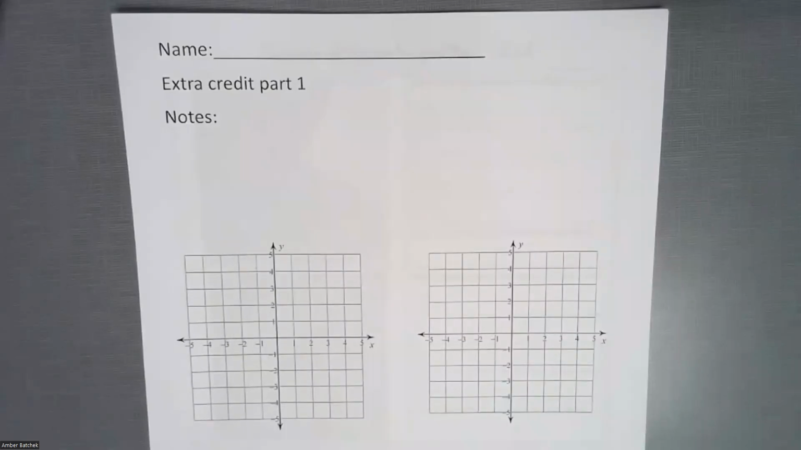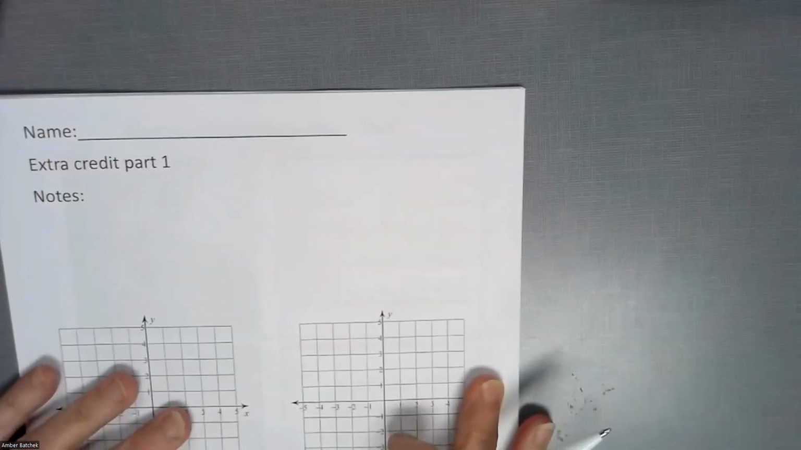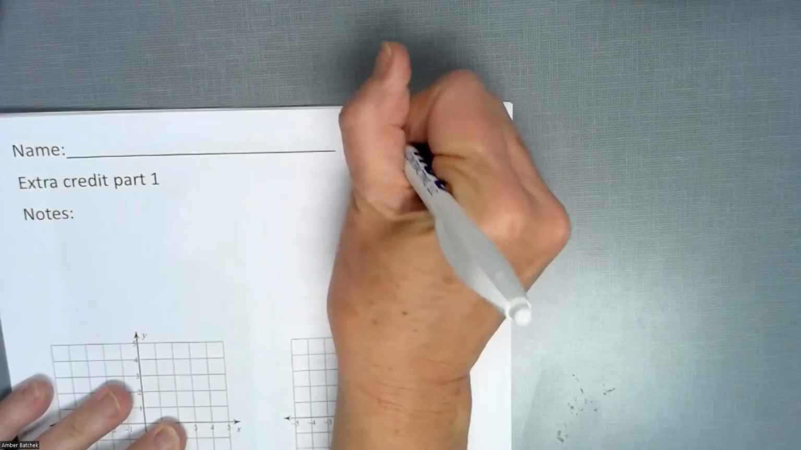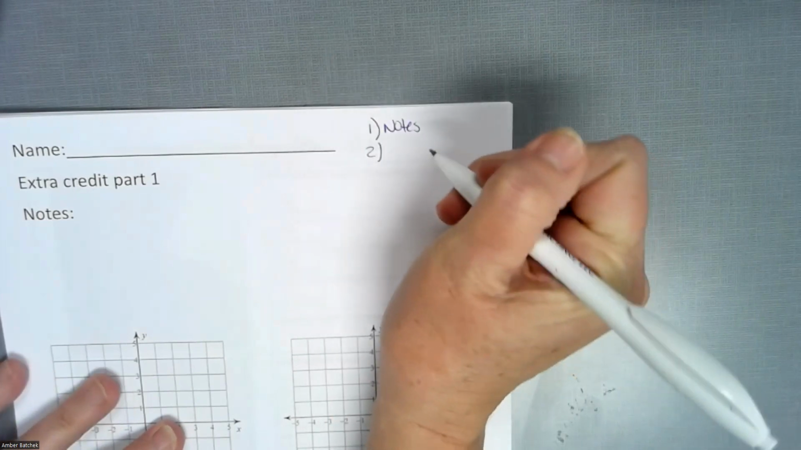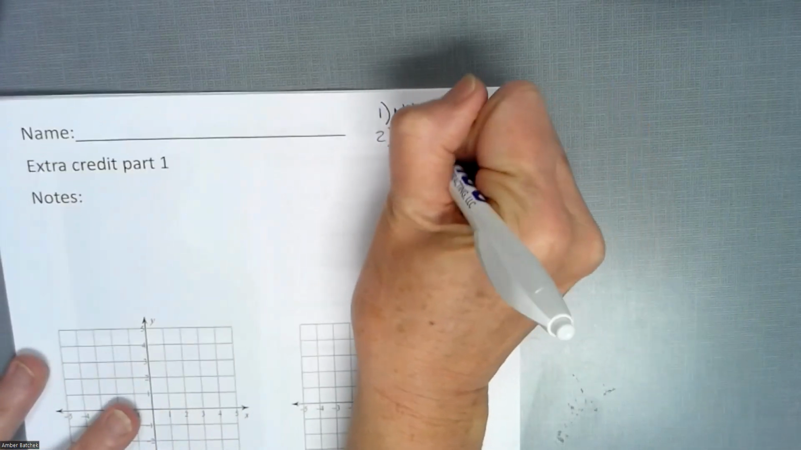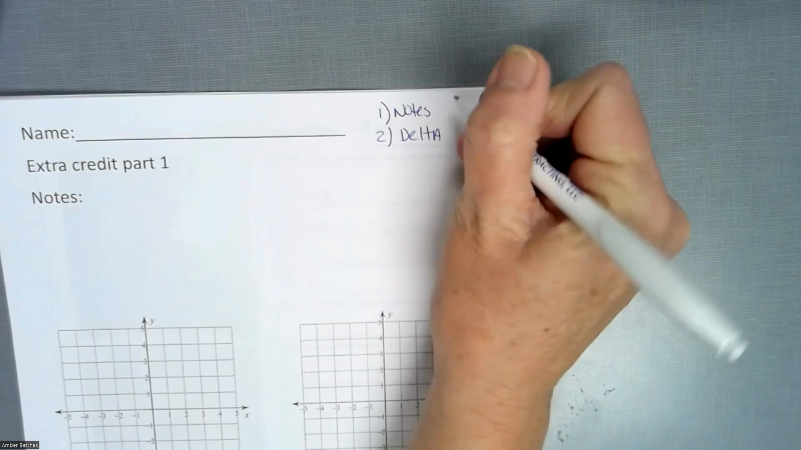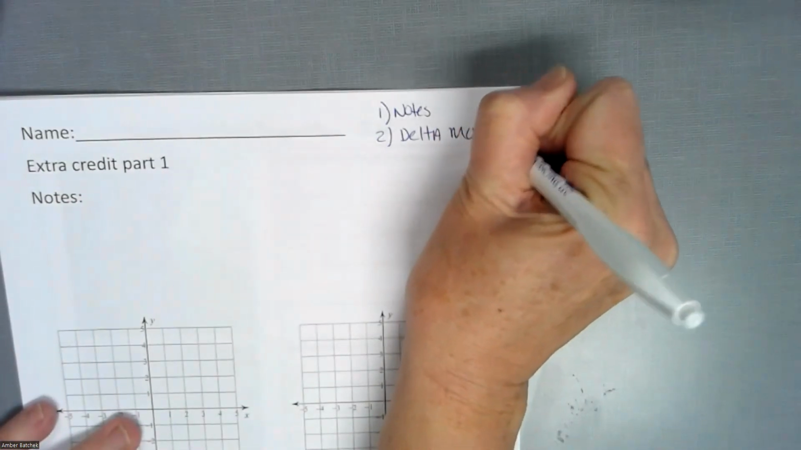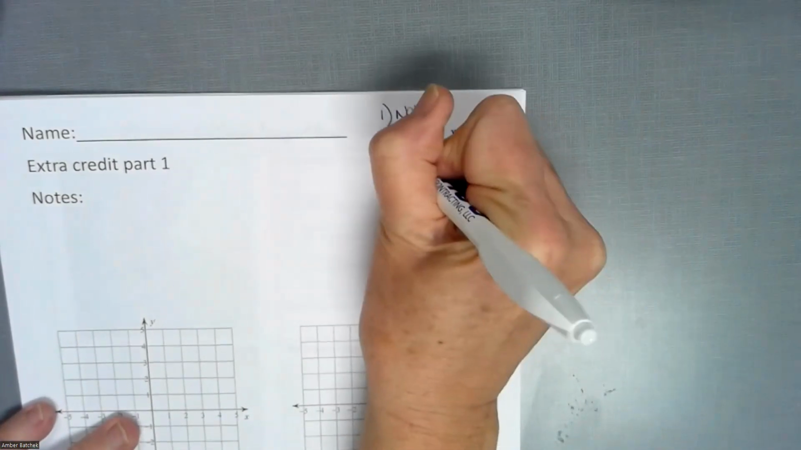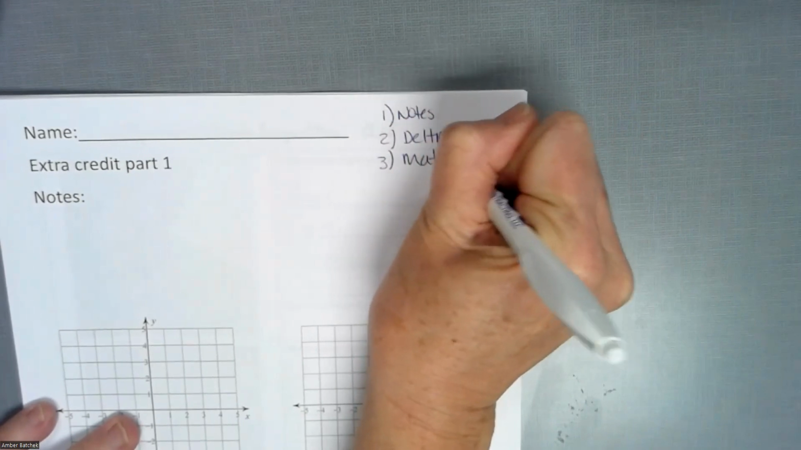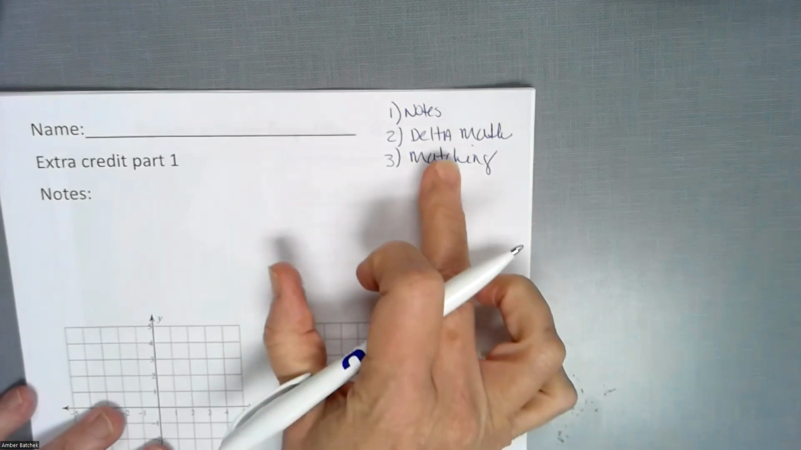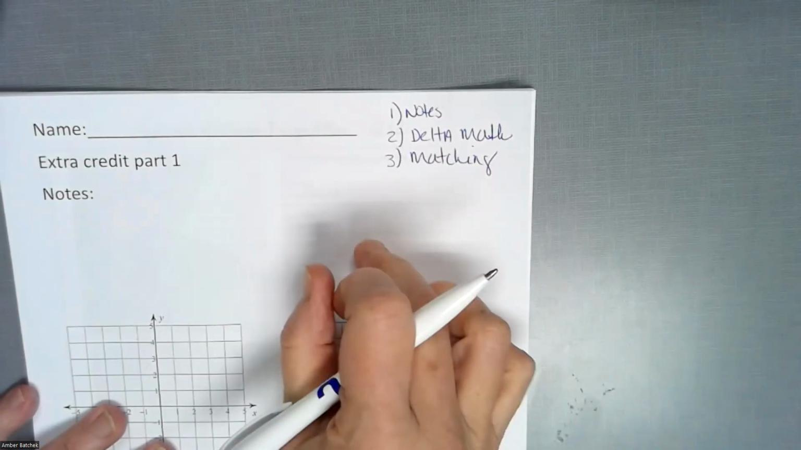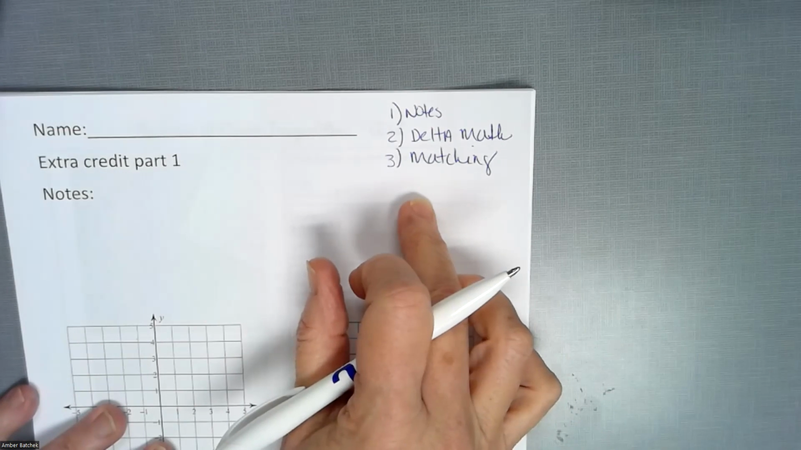Hey, everybody, this is the first part of your Q3 extra credit. There's going to be 3 parts. The first part is going to be these notes, and they have to be taken. The second part is going to be a Delta Math that is going to say Q3 extra credit. And the third part is going to be matching, and I'll show you how that needs to be done. So first thing we need to do is take these notes, and the notes have to be taken and turned in before any extra credit can be rewarded.